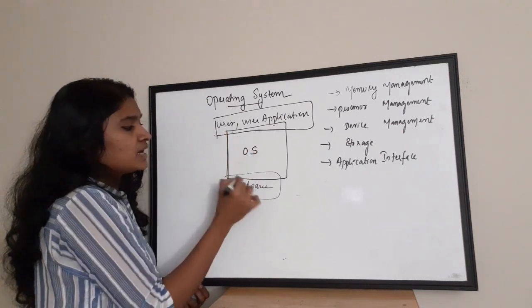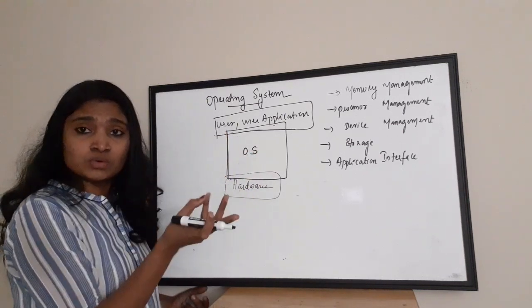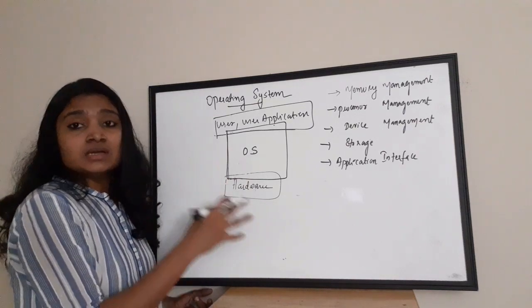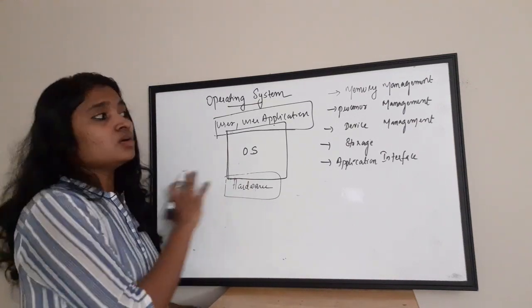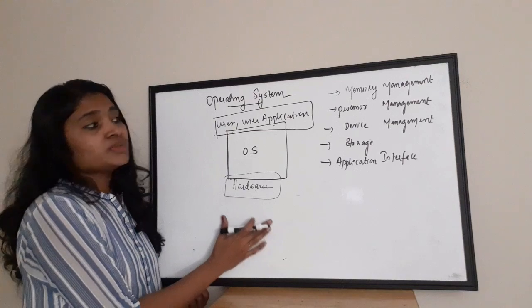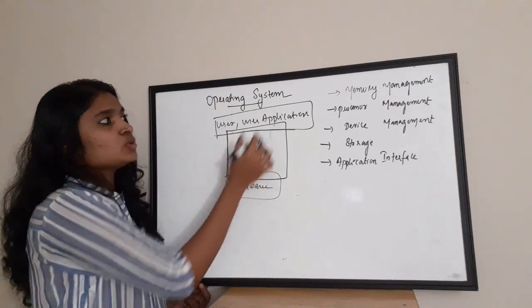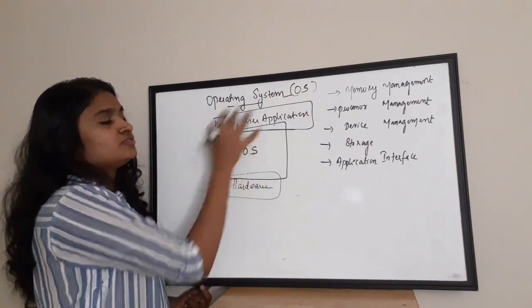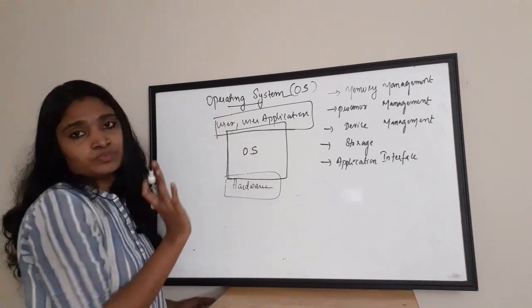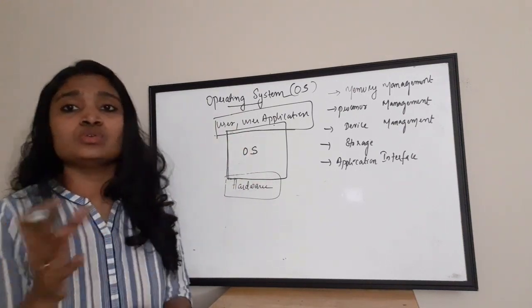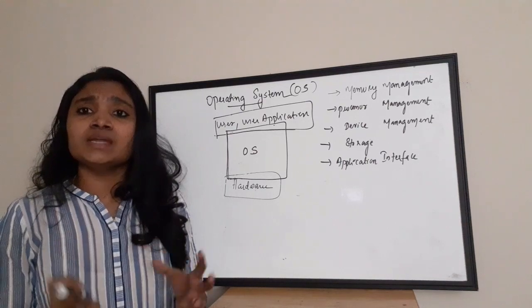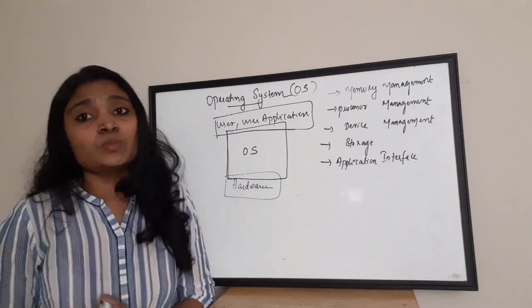While I'm saying hardware, you should think about the ports, the peripherals, the secondary devices. All these things come in the hardware. So this operating system or OS acts as an interface or an intermediate between these two. That is a very basic thing you should know about operating system. Now, what are the main services provided by the operating system?